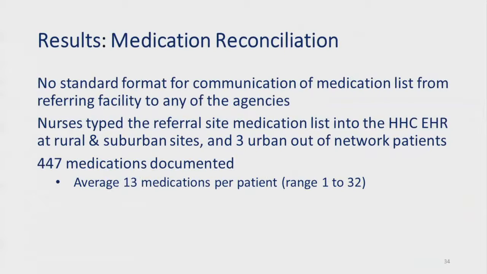And then know that among these 35 observations, there were 447 medications documented. And there was an average of 13 medications per patient with a range of 1 to 32 meds. And the nurses are typing all this in.